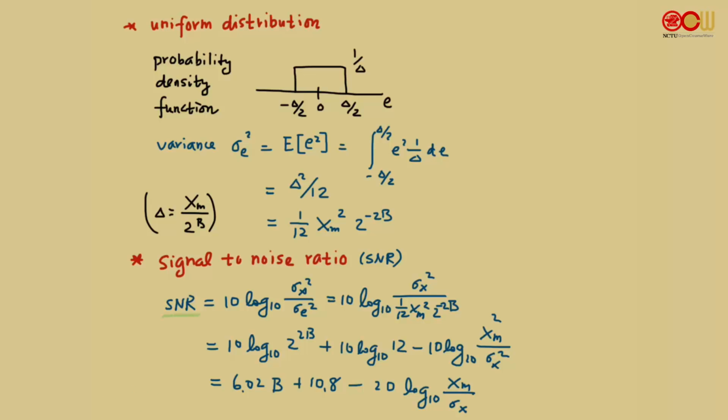What does SNR depend on? It depends on B here. The bigger B is, the higher the SNR is. But it also depends on this ratio here. The larger this ratio, the smaller the SNR. So if we choose Xm to be a lot larger than sigma x, then this will have a negative effect on SNR. So how do we choose Xm?